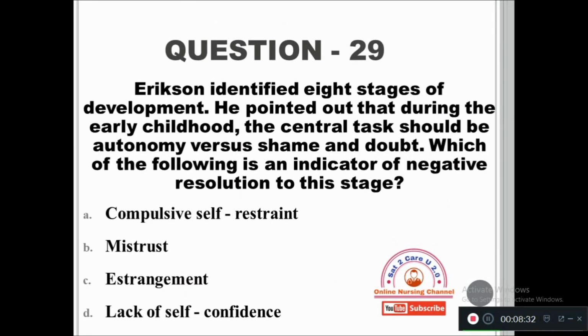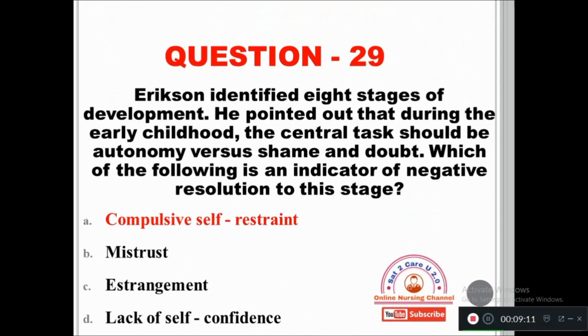Question number 29. Erickson identified 8 stages of development. He pointed out that during the early childhood, the central task should be autonomy versus shame and doubt. Which of the following is an indicator of negative resolution of this stage? Option A, compulsive self-restraint. B, mistrust. C, estrangement. D, lack of self-confidence. So in the stage of autonomy versus shame and doubt, if you are not able to achieve autonomy, what consequence will you get? That is the question.